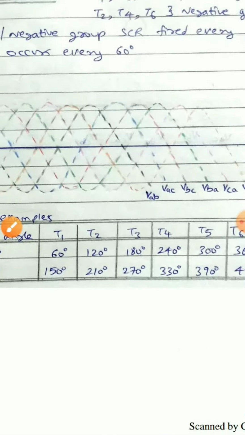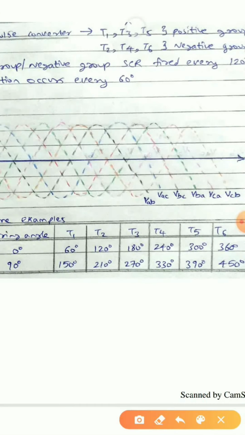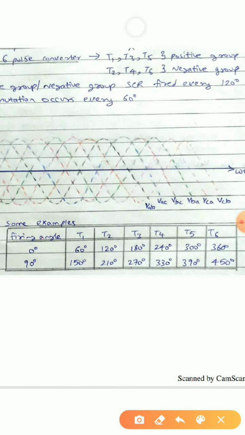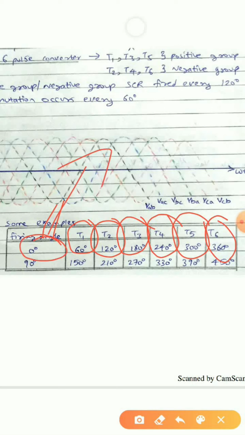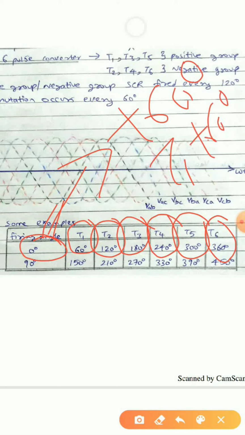Now some examples I have listed over here. That is, if my firing angle is 0 degree, it means that T1 will turn on at 60 degree, plus 60 T2 at 120, plus 60 at 180 T3 will turn on, plus 60 at 240 T4 will turn on, T5 at 300 and T6 at 360 degree. That is, whatever firing angle is given, plus 60, after that we get T1. With T1 we have to add 60, we get T2's firing angle. With T2 we have to add 60, we get T3, and so on.